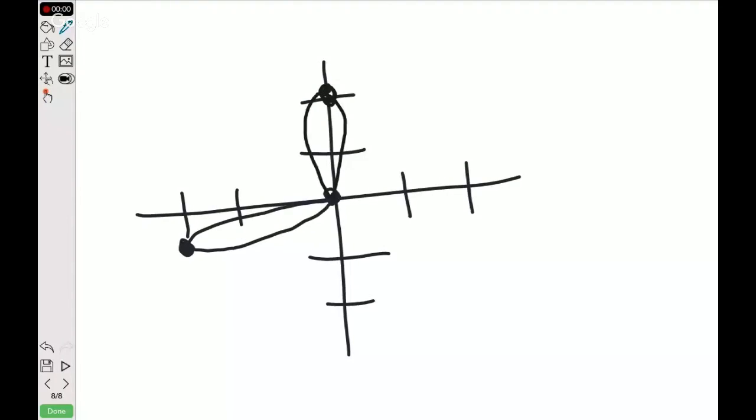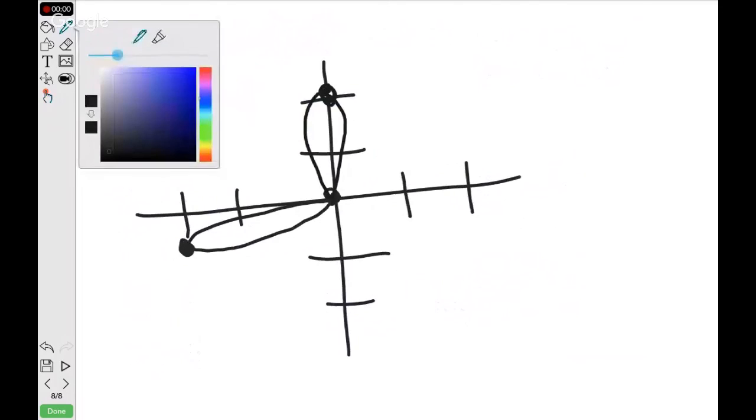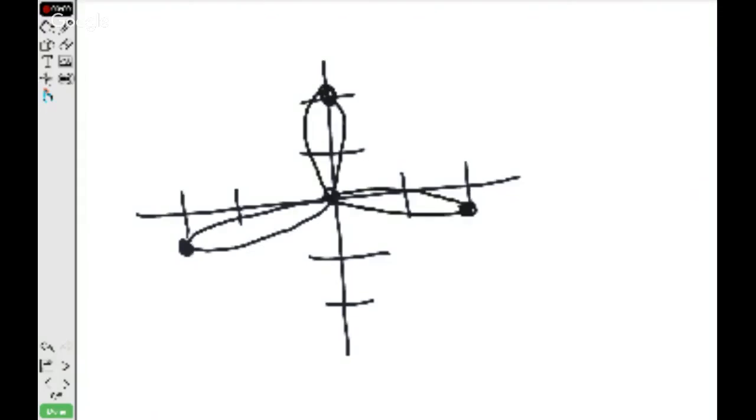And then again, using the symmetry, we see that there are 3 petals, and we want it to be symmetrical. So you can probably guess that the other one is going to be over here, so that it has symmetry sort of like a fan. Sorry for my uneven blades here, but you guys get the idea. So that would be an example of the 3 petals. The person that posted that, hopefully that answers your question. An example of a rose curve with 3 petals in a period of 2 pi over 3.